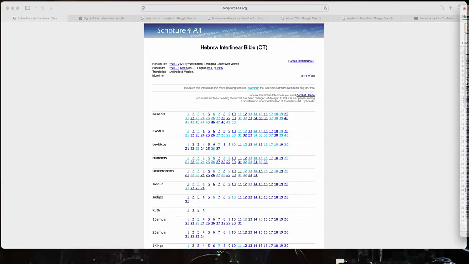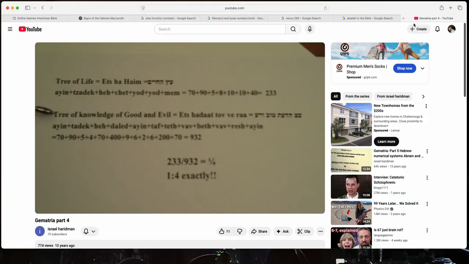And then it's funny, I'm looking at Gematria for 233, and I find this guy here, Israel Hardiman, because I'm looking at different people that have found different Gematrias that are interesting, and he finds this of the tree of life, the Etz HaHaim. This is going to be from Genesis 2:9, I believe. You'll find Etz HaHaim in here, which is the tree of life. So that comes out to 233.